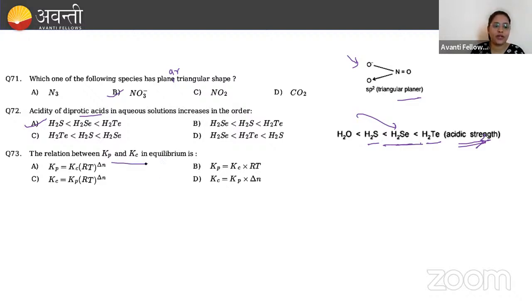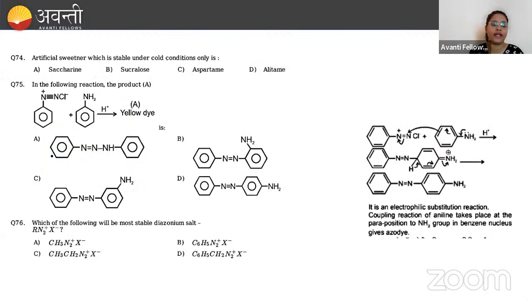Next, what is the relation between Kp and Kc? So you know that Kp is equal to Kc into RT raised to delta n. This is the relation between Kp and Kc. That is option A. We have seen this relation also in equilibrium, and we have solved so many problems about this. Try to remember this. Now let's move on to the next problem.